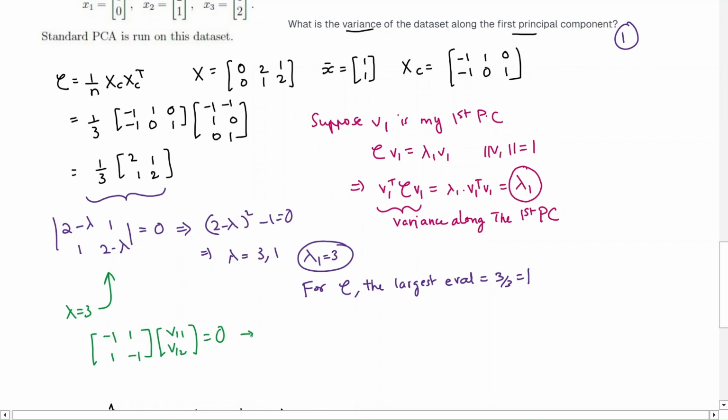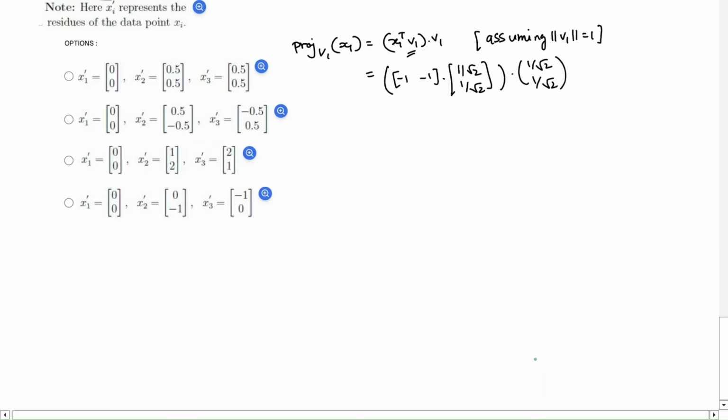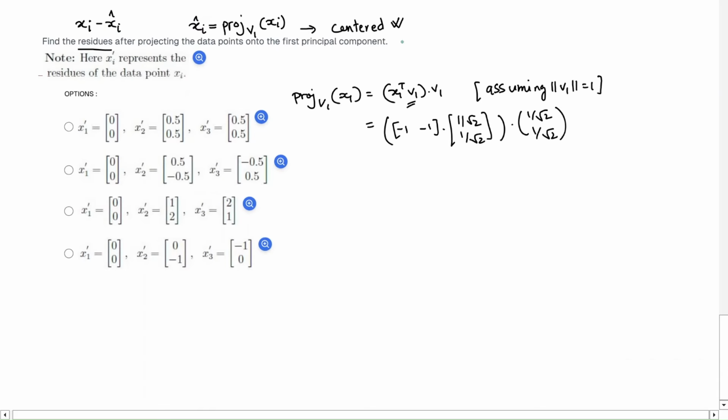Now solving for this, it gives me that v11 and v12 are the same. That means that 1 1 is an eigenvector, but now I have to normalize it, so I will take 1 by under root 2 and 1 by under root 2. So that is my first principal component. That is why I used 1 by under root 2, 1 by under root 2 here, and this turns out to be minus 1 minus 1. So what is this? This is my x1 hat, right?